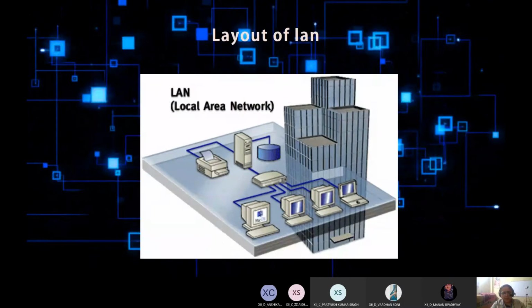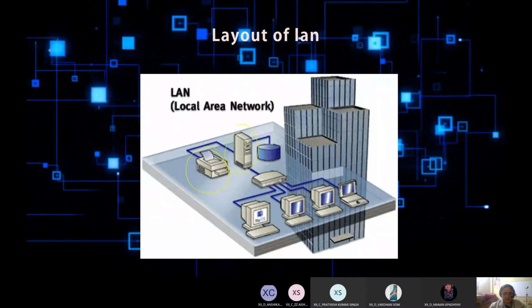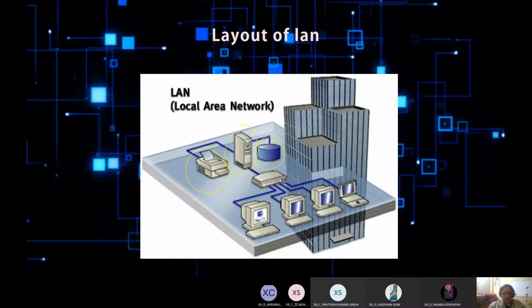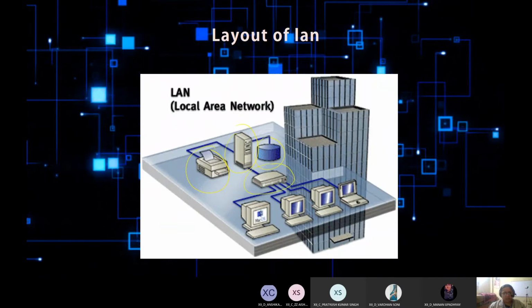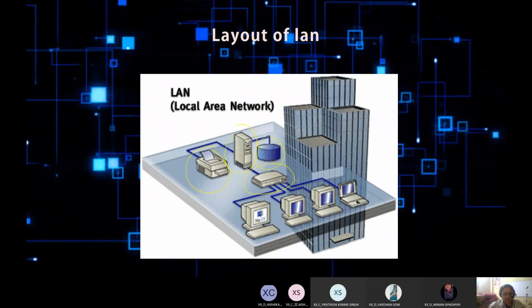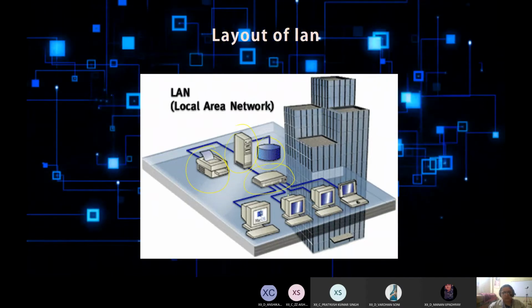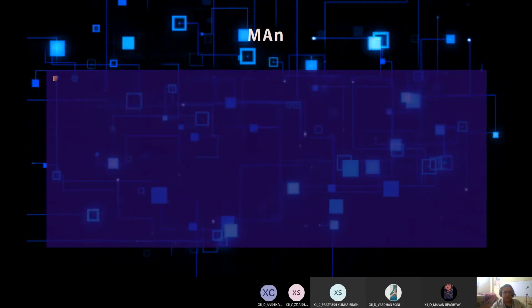So, the layout of a LAN, as you can see over here: there is a printer, this is the server, this is a hard drive, and this is a switch which is connecting. Switch or a hub, but these days hubs are absolutely obsolete. Switches are used to connect each of the computers together.